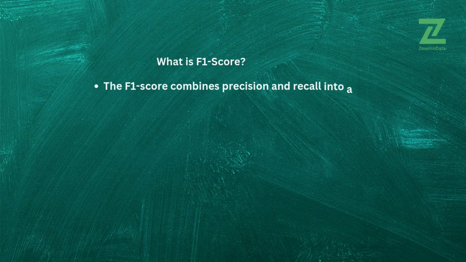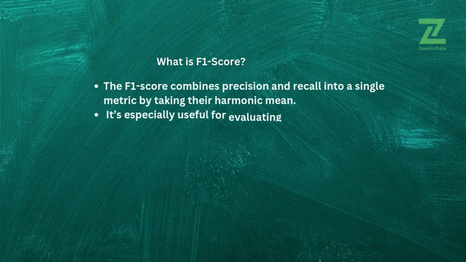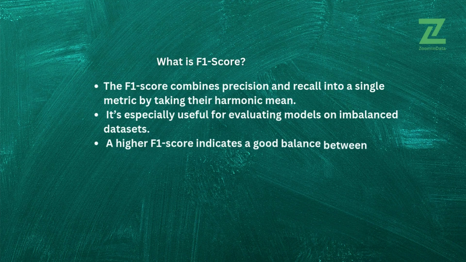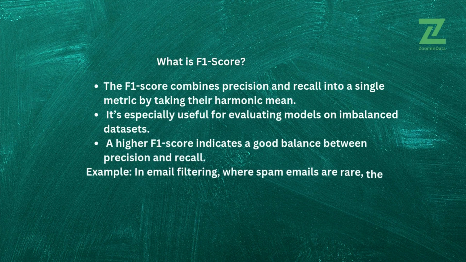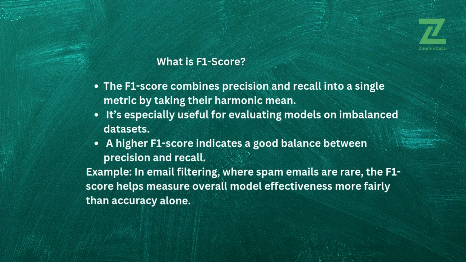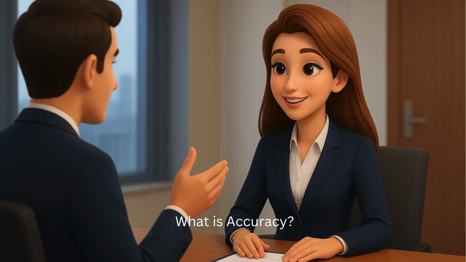What is F1 score? The F1 score combines precision and recall into a single metric by taking their harmonic mean. It's especially useful for evaluating models on imbalanced datasets. A higher F1 score indicates a good balance between precision and recall. Example: in email filtering, where spam emails are rare, the F1 score helps measure overall model effectiveness more fairly than accuracy alone.